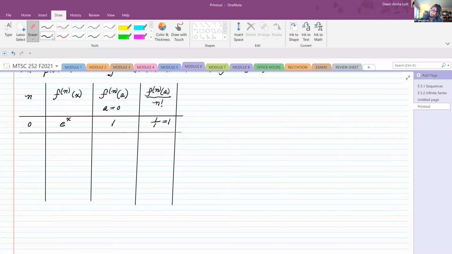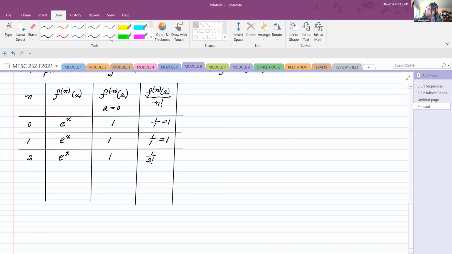Okay. First derivative. The first derivative of e to the x is e to the x. I take e to the 0, I still get 1. Oh, I apologize. Yeah, that's right. This is 1 over 1 factorial is 1, so I just get 1 again. Remember, 0 factorial is 1, so that's why I divided by 1 up there. The next one, n equals 2. The second derivative is e to the x. E to the 0 is 1. I'm going to get 1 over 2 factorial.